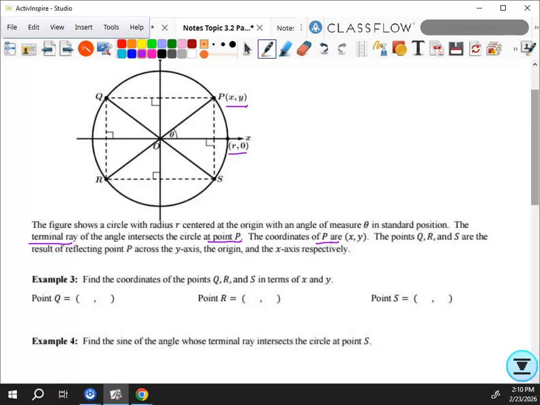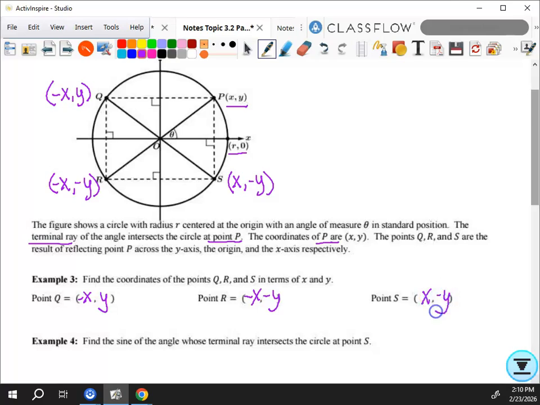It reflects down, it reflects over. So if this is x, y, I know this has to be negative x, y, right? This would be negative x, negative y. And this would be x, negative y, right? Easy enough? Because of all those reflections that we've already talked about. So then it asks me for these ordered pairs. Well, we just found them. So that's negative x, y, negative x, negative y, and x, negative y.